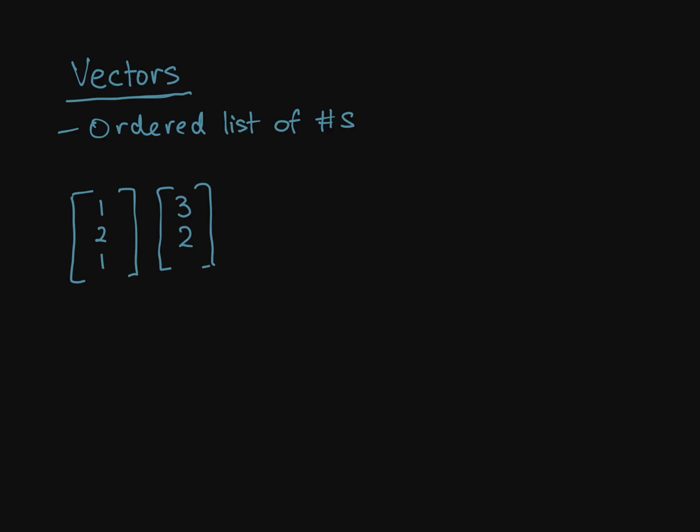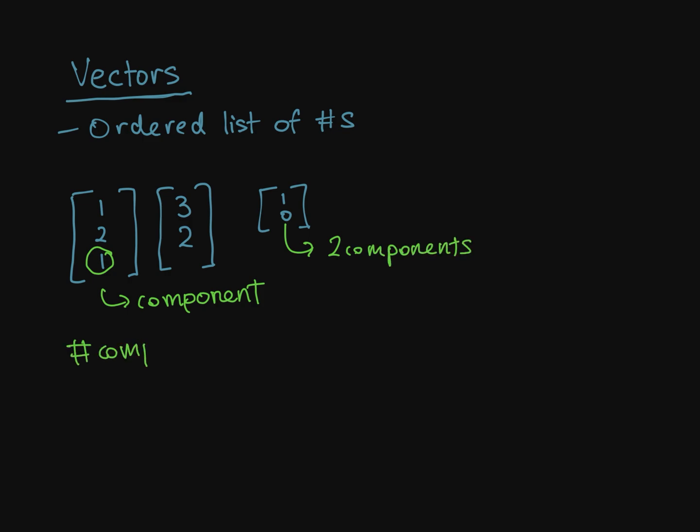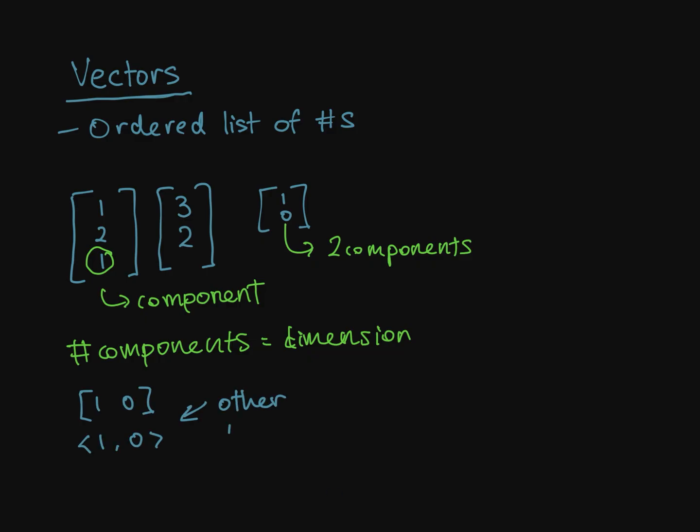Every entry or number in the vector is called a component of the vector. So for example, the vector 1, 0 would have two components, a 1 and a 0. The number of components that a vector has is called the dimension of the vector. So this vector would have a dimension of 2. There are lots of different ways to write vectors depending on the use, and sometimes you can see vectors written horizontally or with angled brackets, but for this course we'll mostly be sticking to the vertical representation.